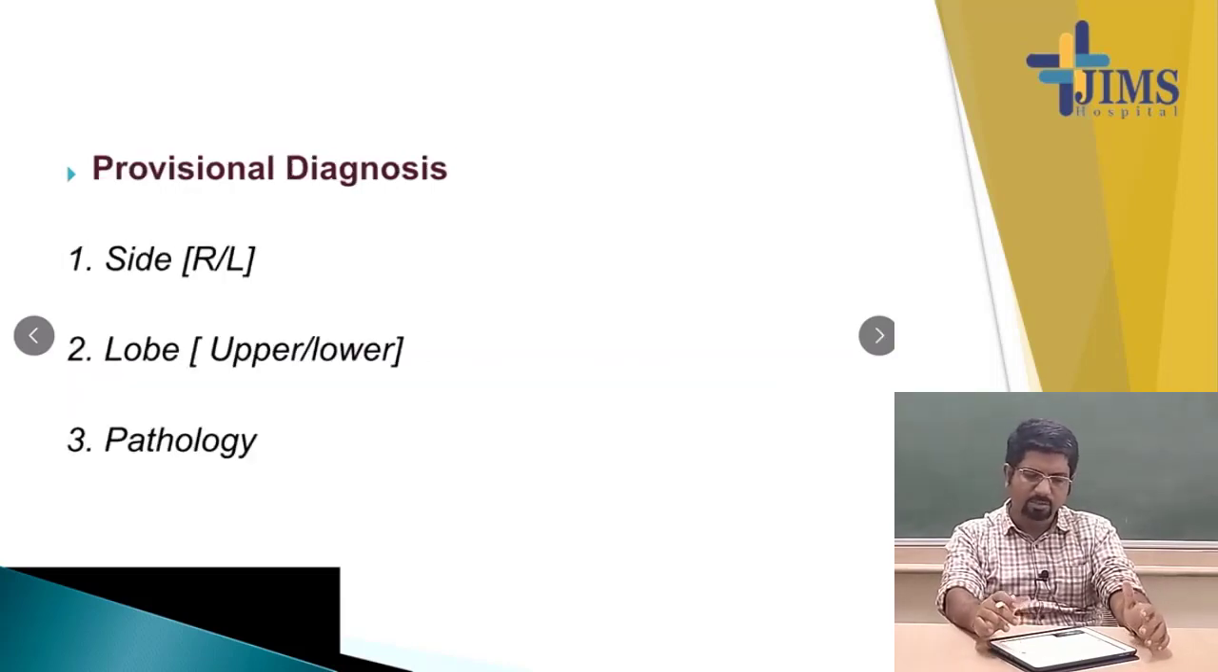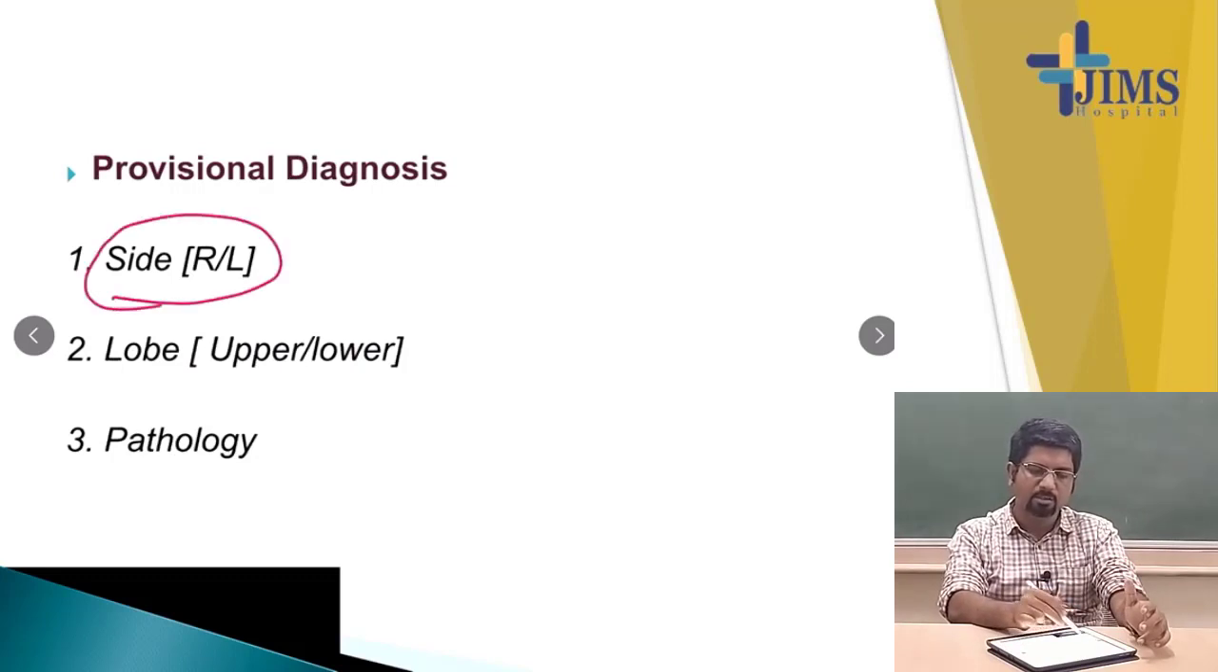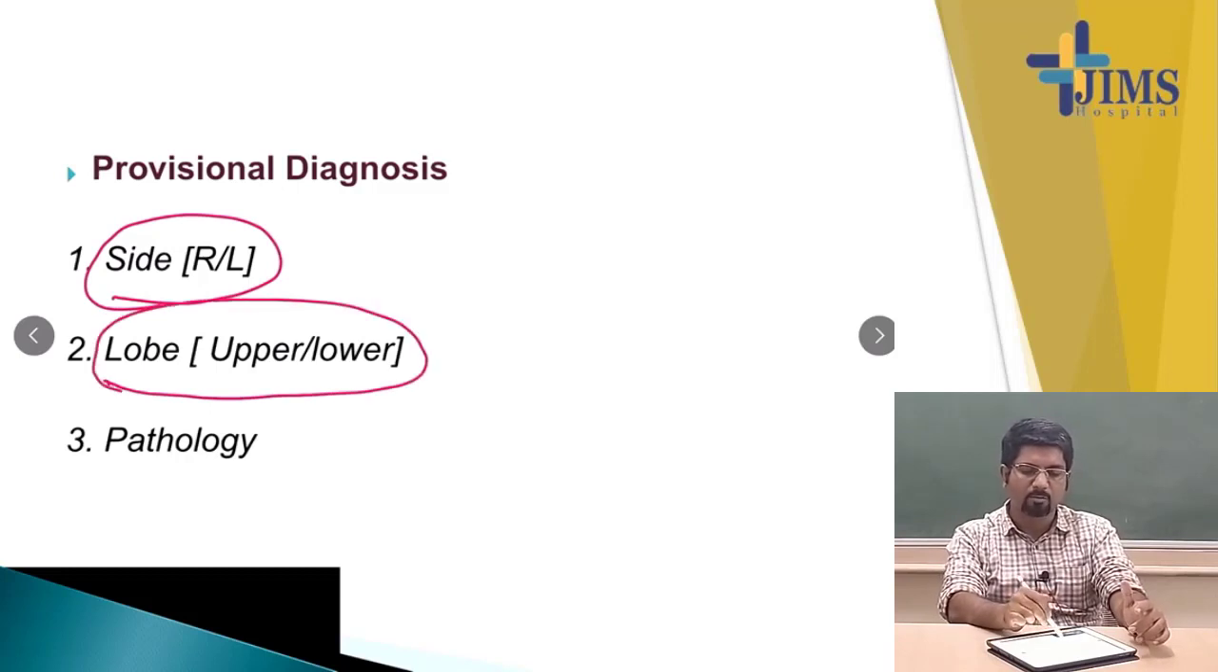So whenever you write the provisional diagnosis, you have to write which side of the lung is involved, either right or left, and at the same time in which lobe: the upper lobe, lower lobe or middle lobe. But it is not to be written in case of pleural effusion, because it is extrapulmonary and does not have any relation with the lobe. And the probable pathology.